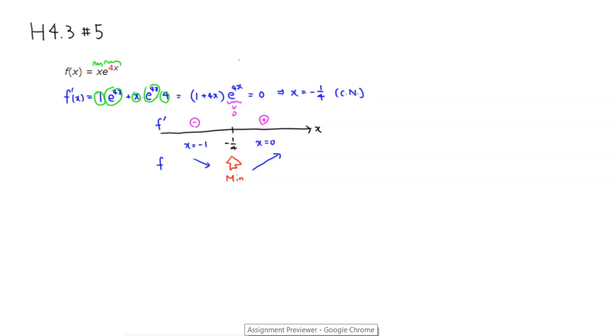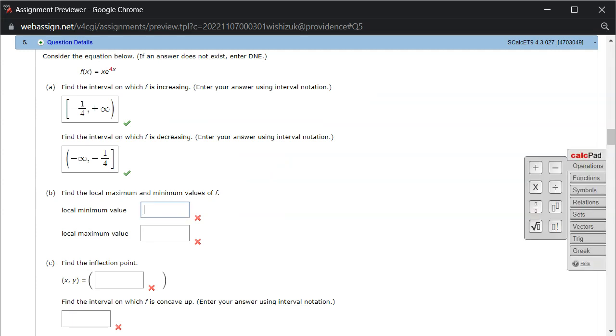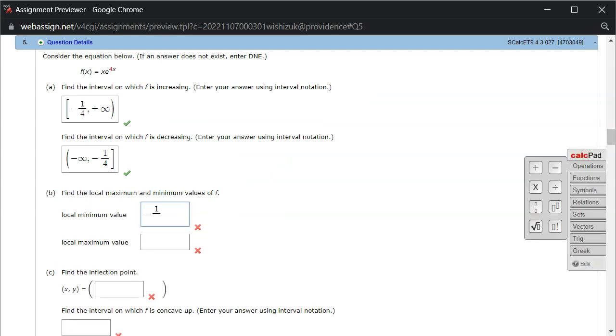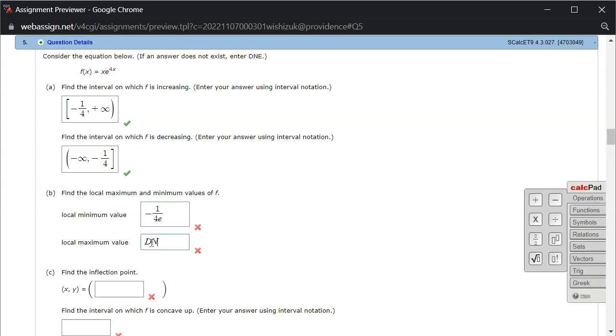Actually, we have to find the value. So we have f of negative 1/4. Plug it in: negative 1/4, and then you have e to the 4 times negative 1/4, which is negative 1. So it's actually negative 1 over 4e. Let's type it in. The minimum value is negative 1 over 4e, and the maximum value does not exist. Let's check the answer.